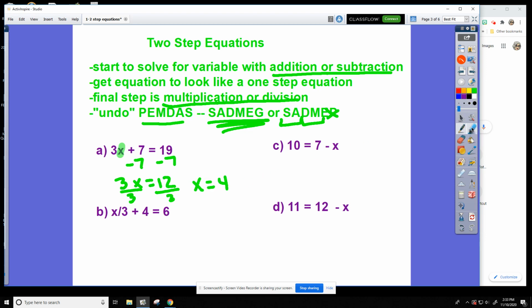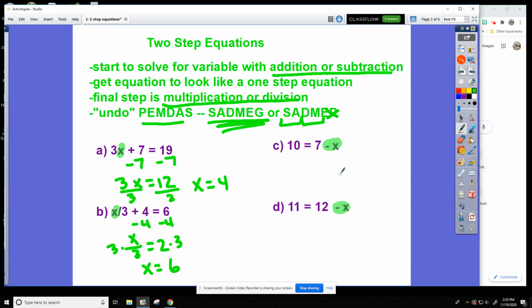If you are doing stuff and you want to highlight, that is perfectly fine. Here's my variable. Here's my variable. Here's my variable. So this letter B, yeah, it's a letter. I don't touch the variable. I'm going to move this 4. So I'm going to subtract 4. I get x over 3 equals 2. Now, opposite, I'm going to multiply, or you could think of it this way. Either way is fine. And x equals 6.